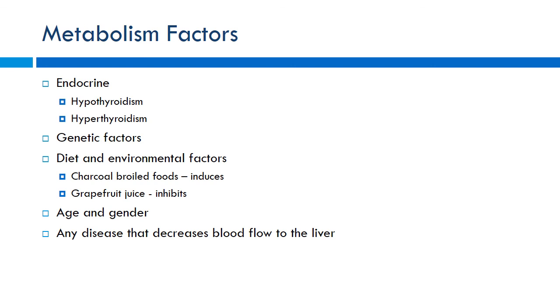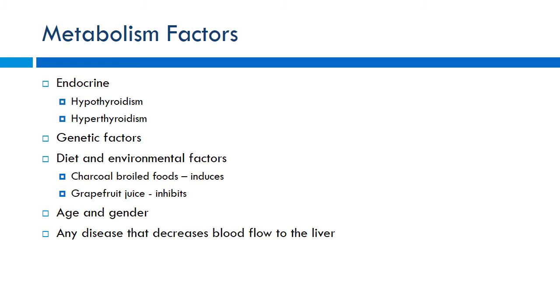The endocrine system can affect drug metabolism. We mentioned that hypothyroidism is going to slow the metabolism down, the body in general. That can affect drugs as well. Hyperthyroidism can speed that up, so some drugs may be broken down too quickly in some cases. Mentioned genetic factors, and then things like diet and environmental factors are really important here as well.